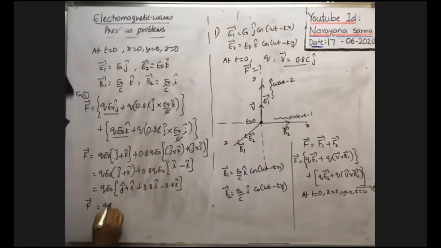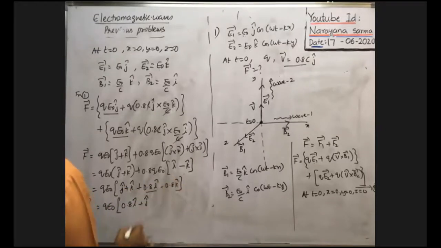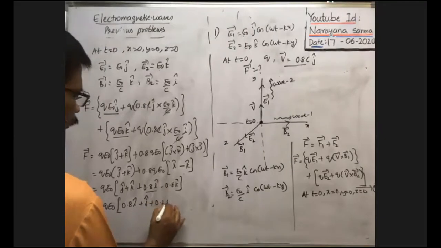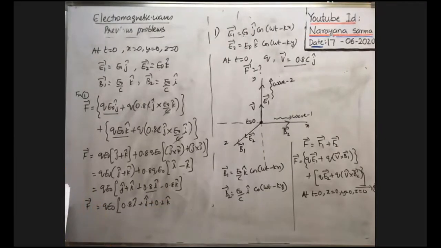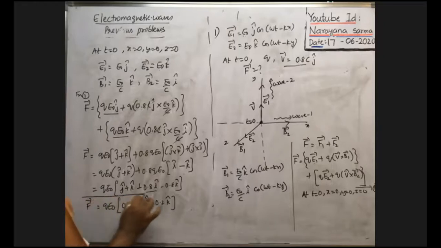F bar is equal to Q E naught into J cap. Here there is only one I cap term, 0.8 I cap. J cap has only one term, plus J cap plus K cap minus 0.8 K cap. We can write plus 0.2 K cap. So in the options, E naught Q into 0.8 I cap plus J cap plus 0.2 K cap is given. So this is the answer.